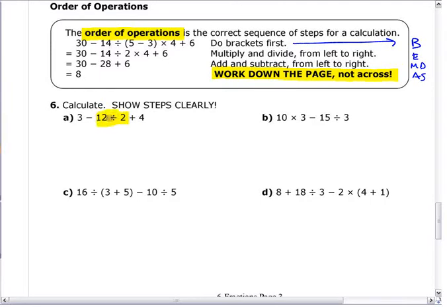If this is what you recognize has to go first, don't rewrite it. Don't go 12 divided by 2 equals 6. Just put the 6 right underneath it. Replace that 12 divided by 2 with 6, and then copy the rest of the question down beside it. Make one change. Rewrite the statement until you get down to the bottom. Okay?